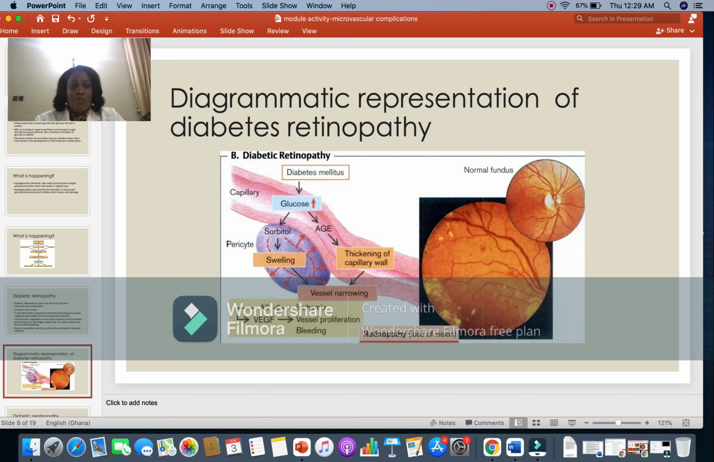This is a diagram of a normal fundus and of one showing diabetic retinopathy, where we can see new vessels being formed, retinal hemorrhages, and cotton wool spots.